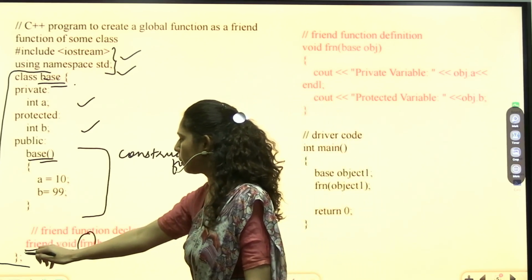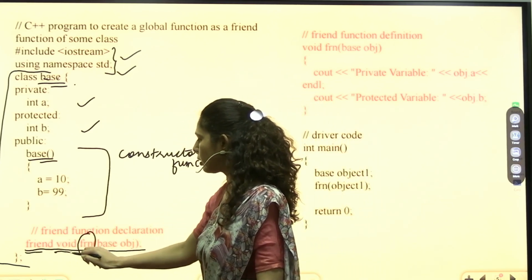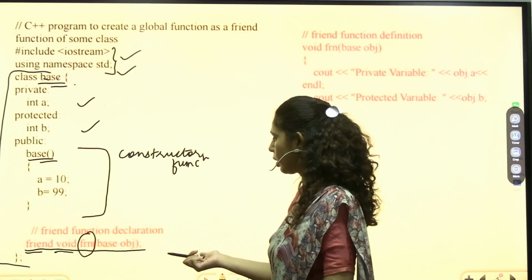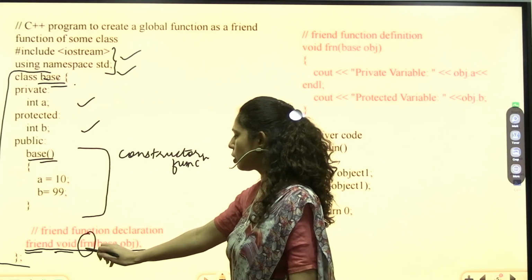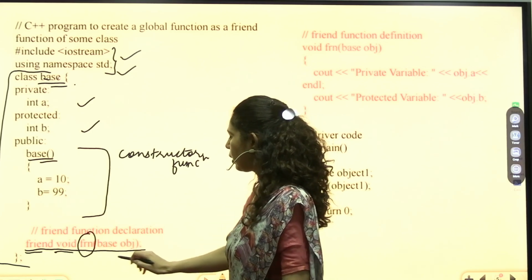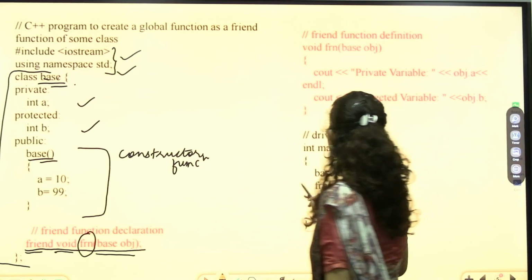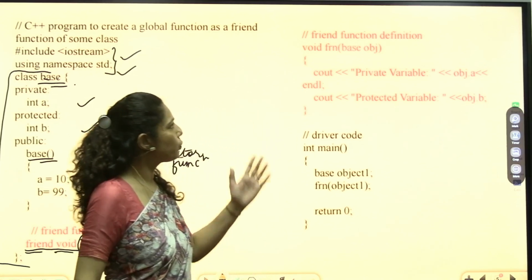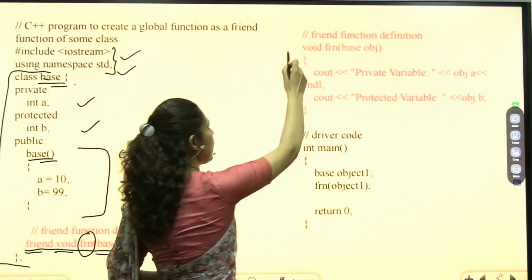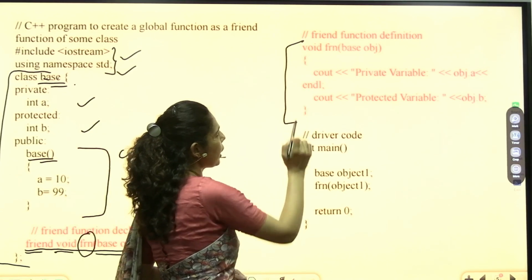The syntax will be friend keyword, the return type which is void in this particular case, the name of the function which is frn, and in brackets we will write the arguments here. Okay. Next we will give the definition of a friend function. So this is the definition of the friend function.